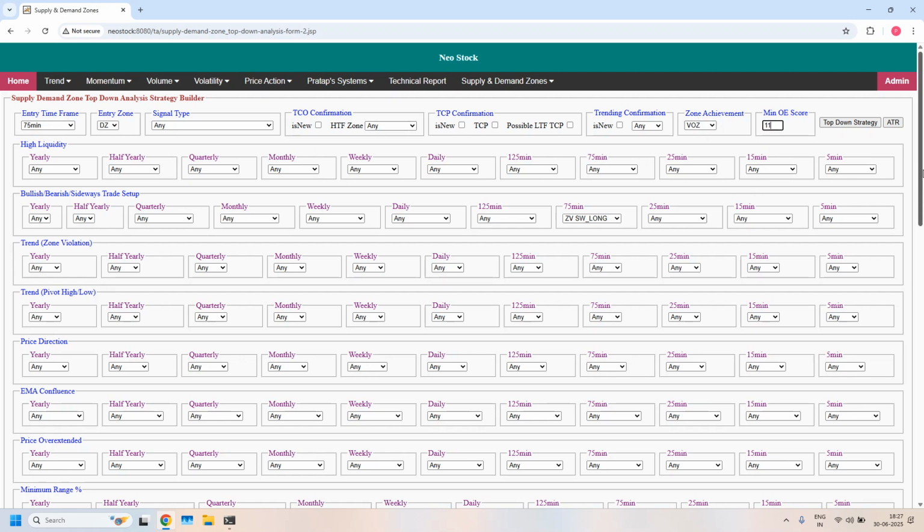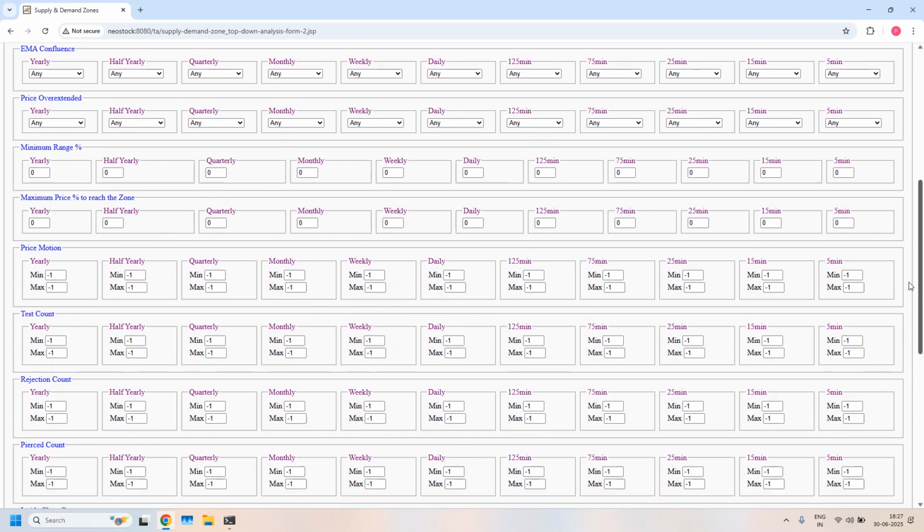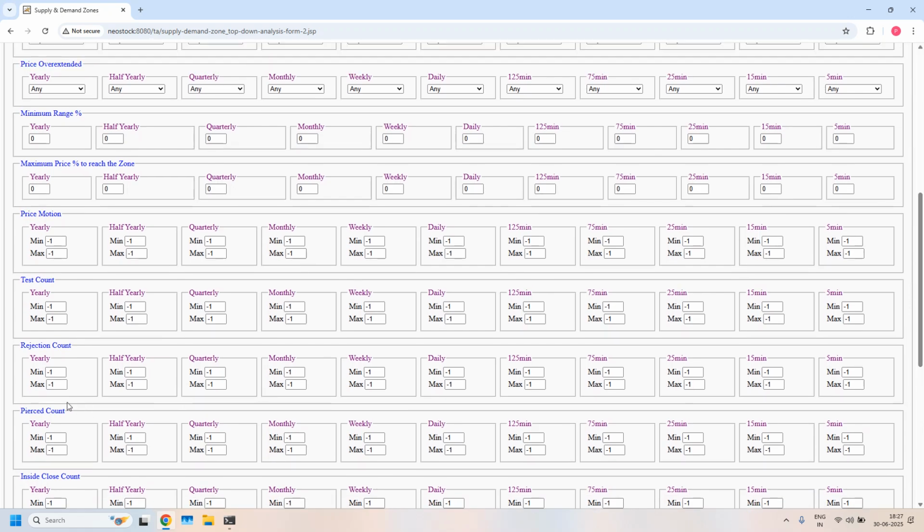And third filter we are adding pierced count. So this is the parameter pierced count. In pierced count at 75 minutes time frame, I am setting minimum value 0, maximum value 0. That means pierced count should be 0. Pierced count 0 means zone is not pierced.